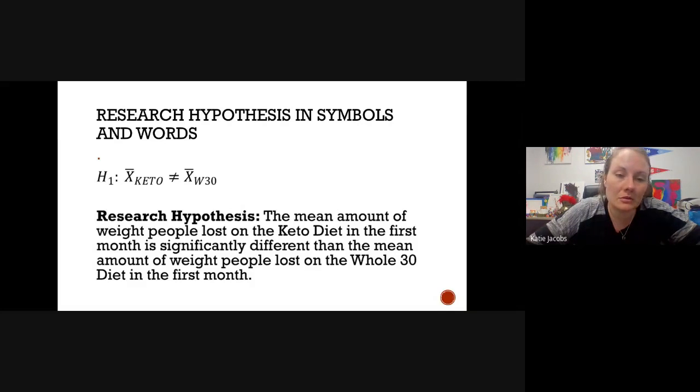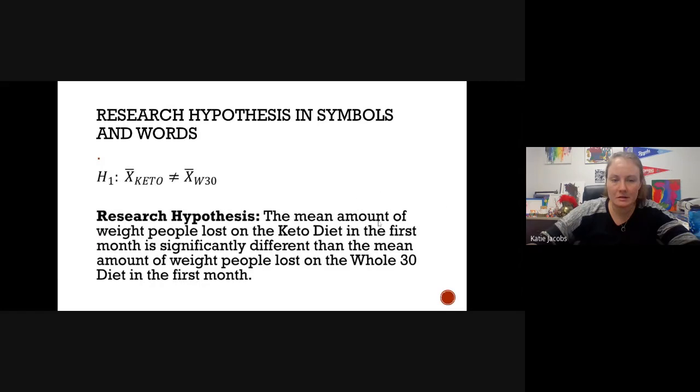And so when we see this, it's really easy. We have X bar sub keto. Sometimes you'll see numbers there instead of little words. I personally like to write things like keto or W30 so that I can keep track of which group I had first and which one had second. But you may be out there in the real world and see where it says H sub 1 colon X bar sub 1 does not equal X bar sub 2. And all that's saying is the mean of group 1 is not equal to the mean of group 2. Sometimes it can be hard to remember which one you put first.